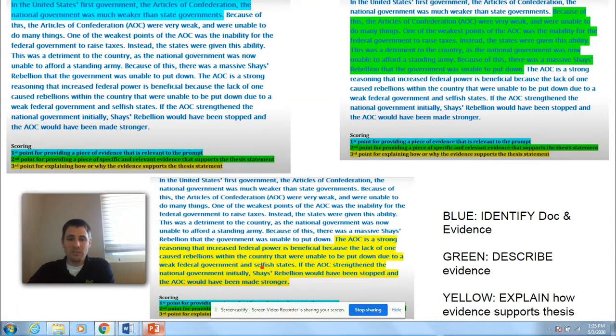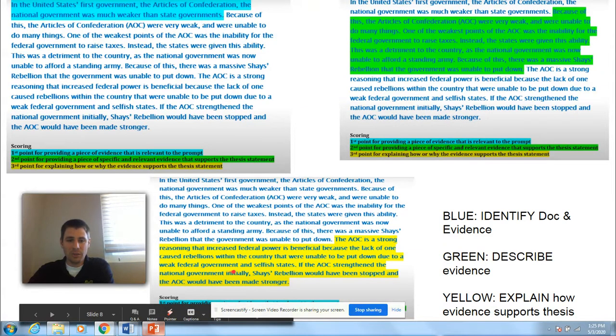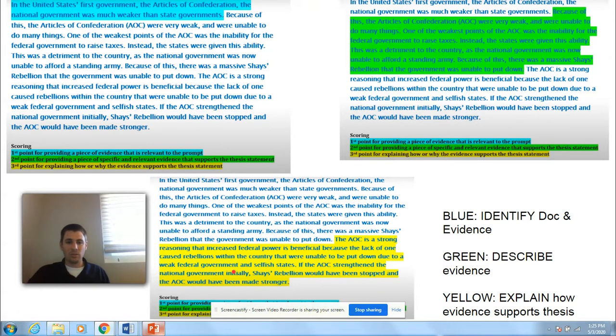If the Articles of Confederation strengthened the national government initially, Shays' rebellion would have been stopped and the Articles of Confederation would have been made stronger. Again, not the best sentence. There's some actually in this paragraph that's wrong. That's okay, right? You can have some things that are incorrect, so long as it supports your argument, that's okay.